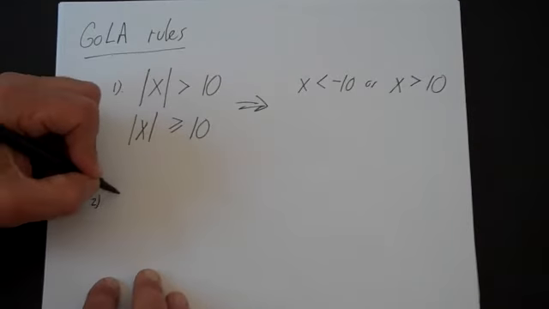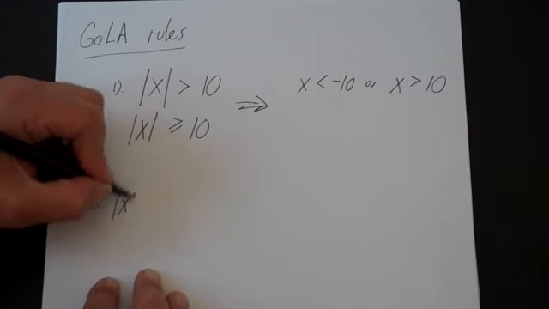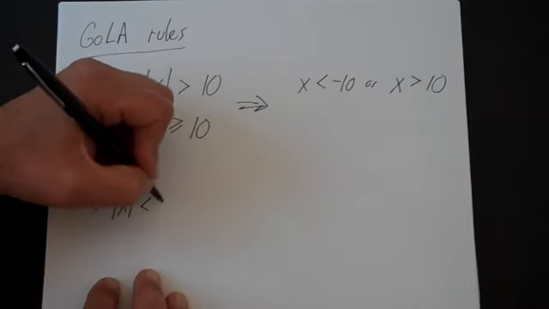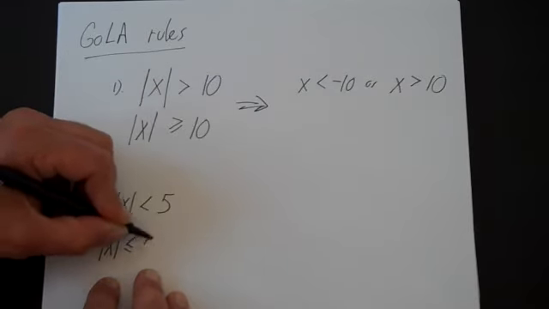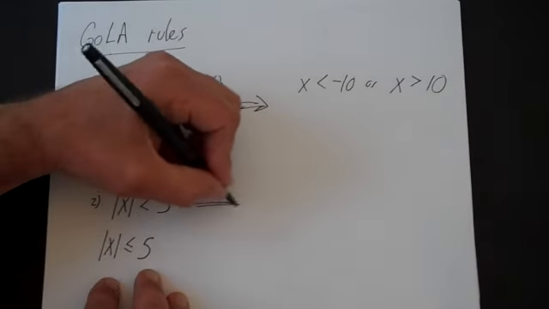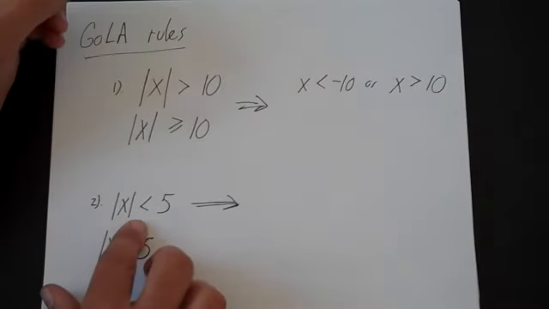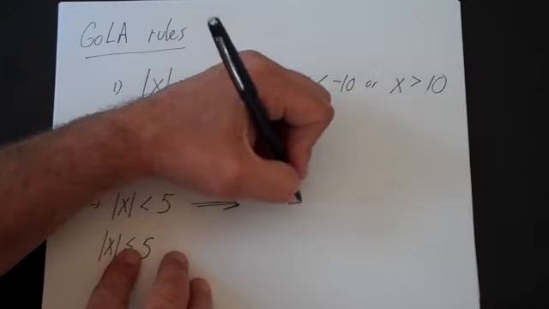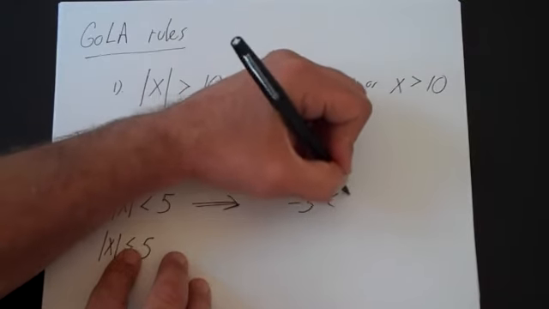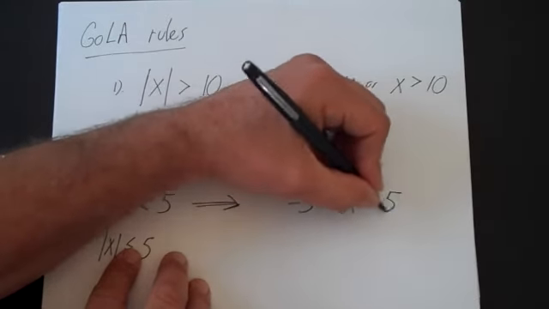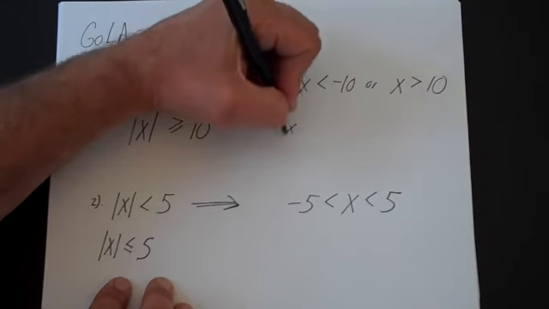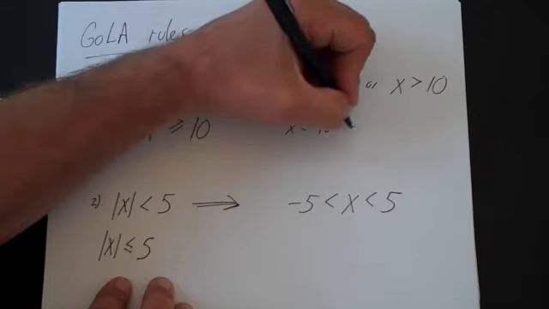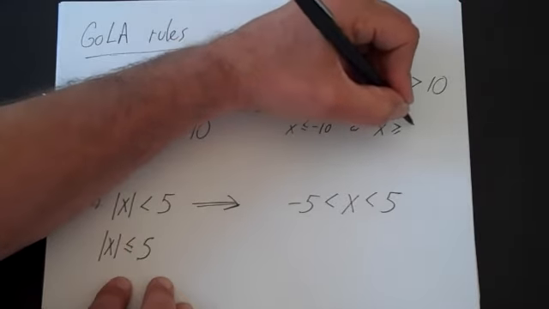If it's a less than problem, so if it's like absolute value of x is less than 5, we can also do it with less than or equal to 5. Less than becomes an AND problem, so that means it's between minus 5 and 5. And if you want to do the greater than or equal, it would be the same.